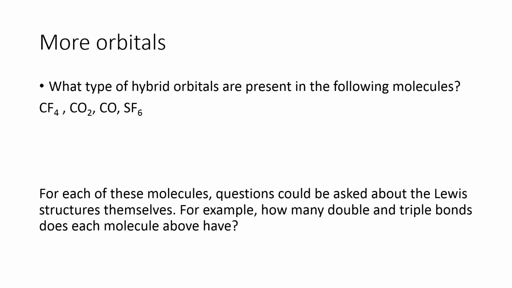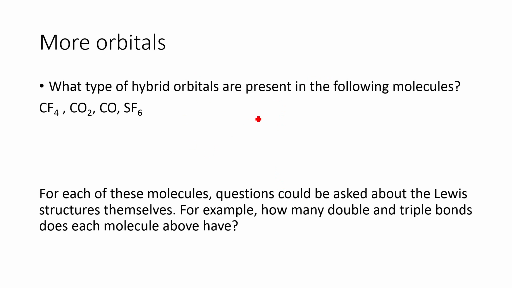Okay, so we've got 4 examples, some of which we already did, some of which we haven't, where we ask what type of hybrid orbitals are present in the following molecules. And below I point out that for these Lewis structures, sometimes the problems will actually ask you questions about the molecules themselves. For example, how many double and triple bonds does each molecule have? That's a way of asking you to draw the structure without literally having to have you do it in a box, and be able to make it a multiple choice question.